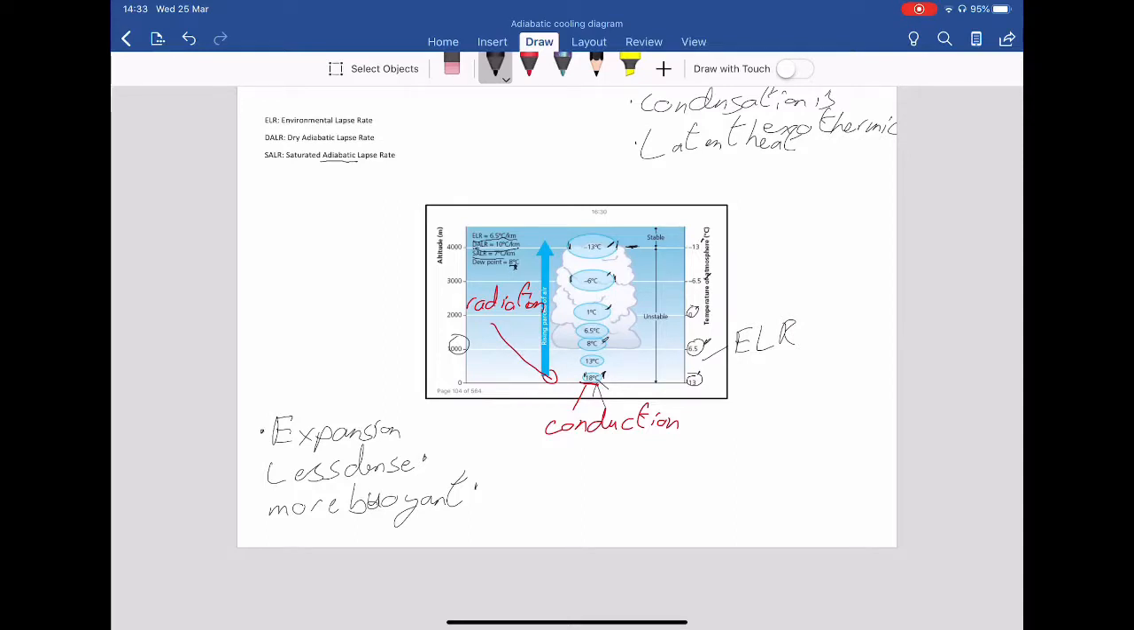Essentially, it's due to the expansion. Now, if the reverse happens, if the air sinks in a high pressure system, then the air will heat up and it will become warmer and more compressed. Okay, you can see examples of this as well.